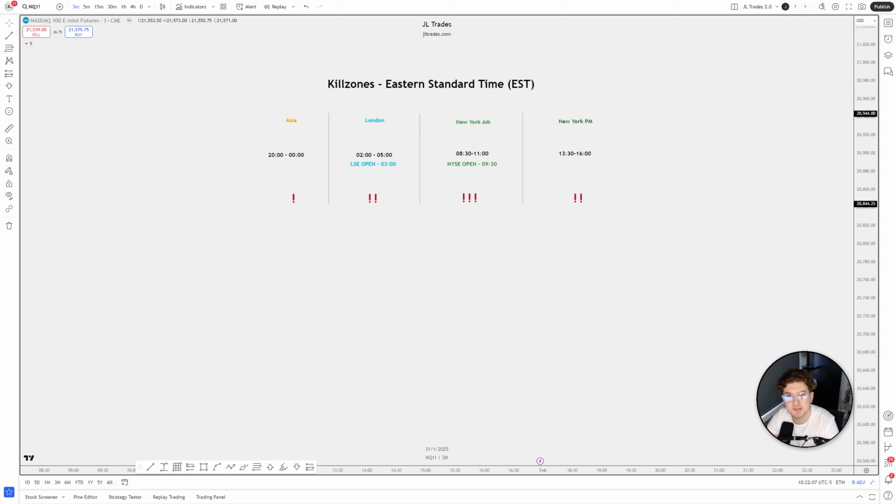And then you have the PM session. This is when the big boys, I like to say, come back from their lunch, and the PM session starts. In my opinion, even though I've got it here as 1:30, I find that it can be better to trade from 2 p.m. to 4 p.m. if you're trading the PM session instead.